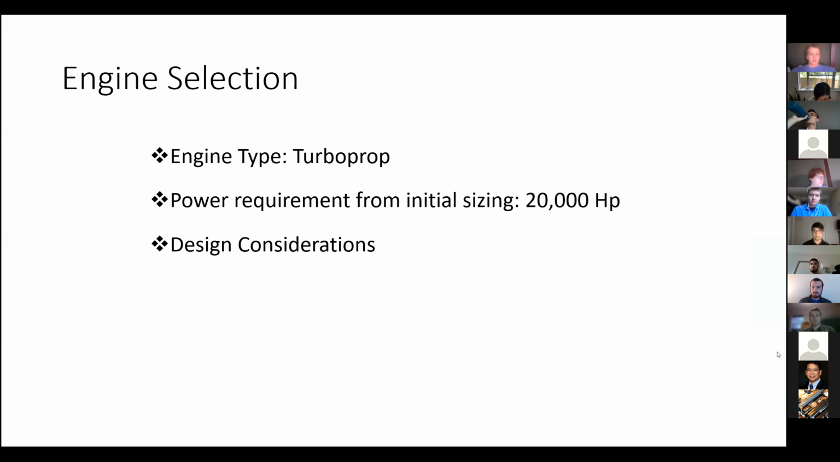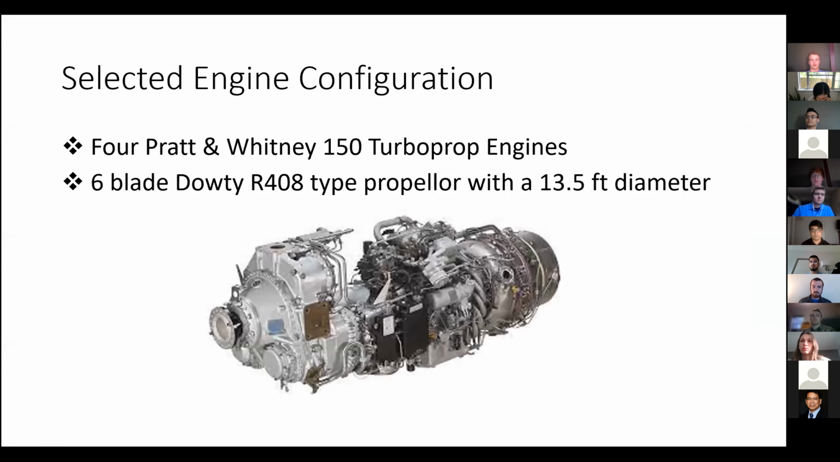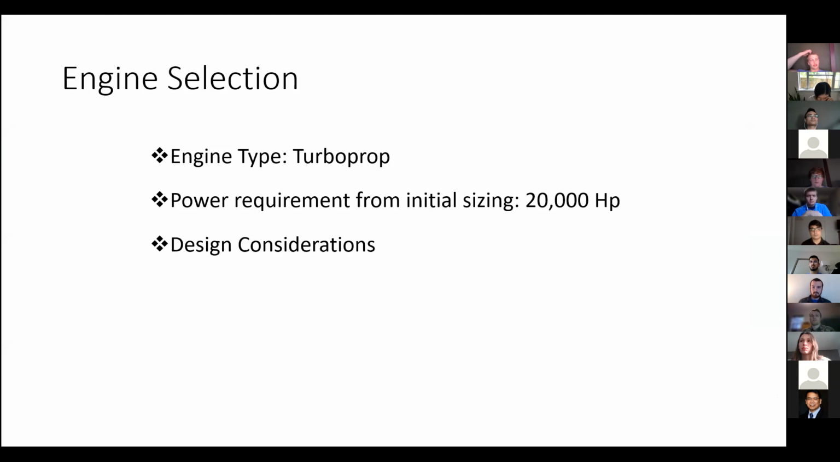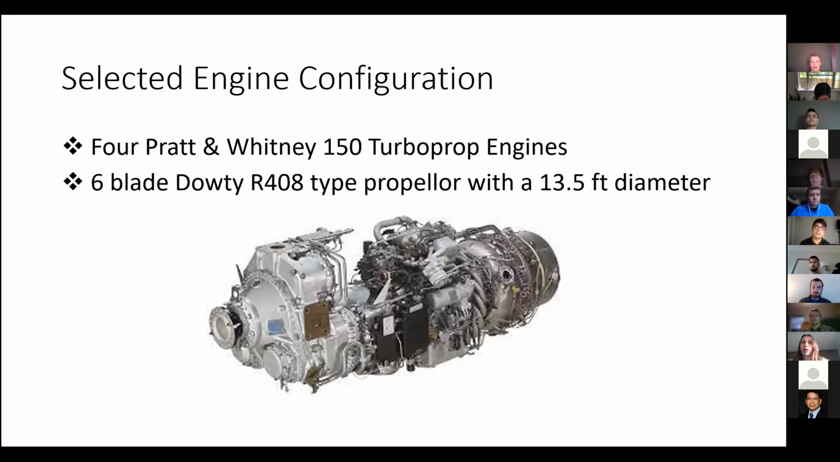From our initial sizing, we determined that a turboprop engine would be the best source of propulsion for our airplane. Also from the initial sizing, we determined that our power requirement would be 20,000 horsepower. Knowing this, we did a trade study with a bunch of different turboprop engines, and among the considerations were fuel efficiency and power matching. In other words, how close the power supplied by those engines met our requirement. Even though it wasn't the most efficient engine, the engine that we opted for was the Pratt & Whitney 150. It perfectly matched our power requirement, so we went with that one.